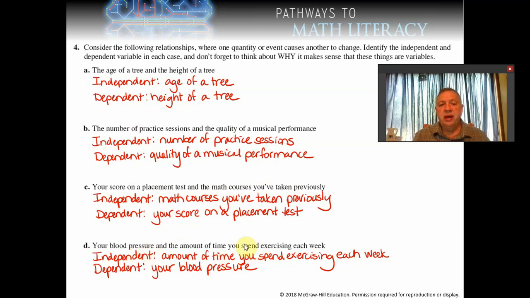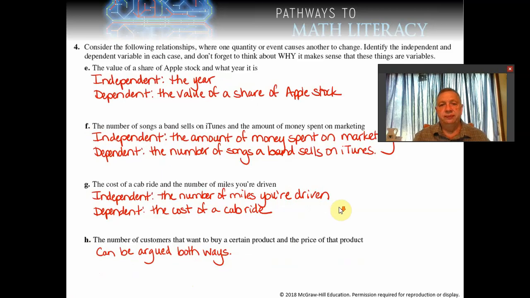Your blood pressure and the amount of time you spend exercising each week. Again, this kind of comes before. You do a lot of good exercise, you get good blood pressure. You can't say, well, if I had good blood pressure, I'm going to do a lot of exercising. It doesn't work that way. You may say, I've got good blood pressure and I want to maintain it, but that's part of keeping it there for you in the future.